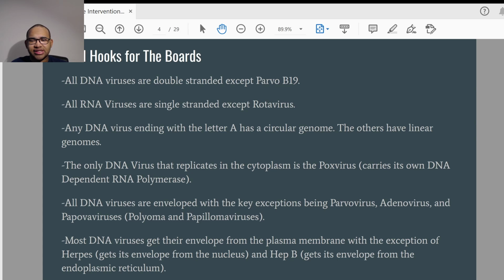The exception to that is the pox virus, right? The pox virus actually has its own DNA-dependent RNA polymerase, right? So that means it's an RNA polymerase. That means it makes RNA, but it's dependent on DNA as the template.